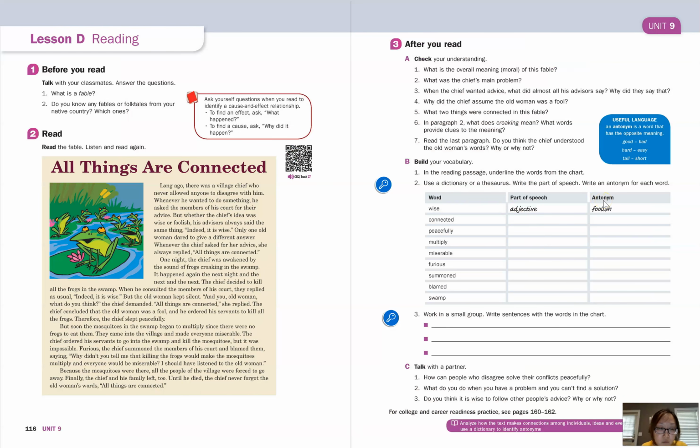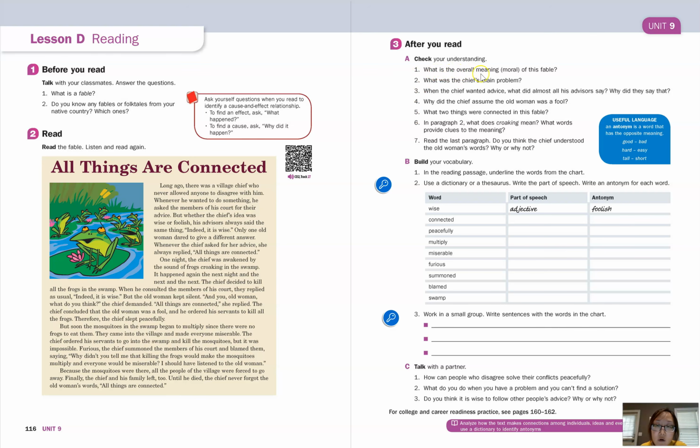Okay, so now let's take a look at the next page. Let's look at this activity after you read. Check your understanding. Go ahead and take some time to complete numbers 1 through 7 and use or make complete sentences. Okay? You don't have to always restate.